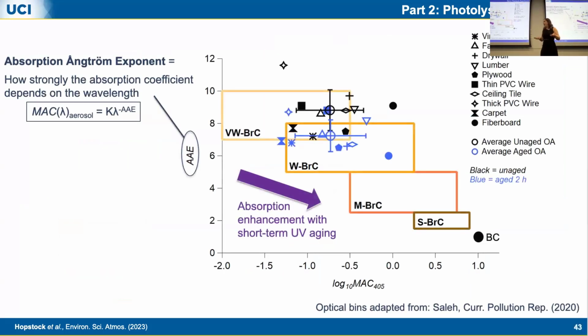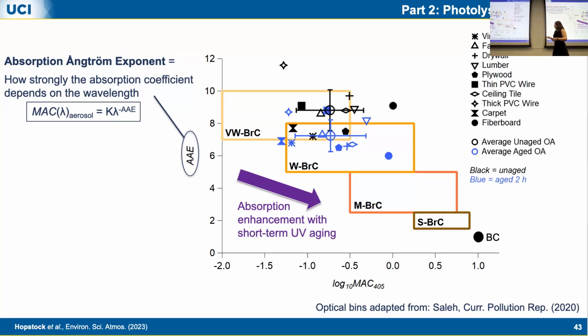And so if I then try to put this into context with other people's work in the literature, it's typically used optical absorption bins that I adapted here from this 2020 paper, where I'm showing very weakly to strongly absorbing brown carbon with black carbon as a reference here. And so how this works is you plot the absorption angstrom exponent against the log of the MAC value at 405 nanometers. And what the AE value is, if you will, it's how strongly the absorption coefficient is going to depend on wavelength.